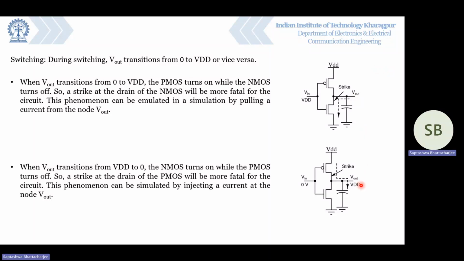Similarly, when the Vout transitions from VDD to 0, it is the NMOS which turns on and the PMOS which turns off. In such a scenario, if there is a strike at the drain of the PMOS, then it will cause a high amount of current to flow through this output node, and it will not allow the output node to settle at 0. Each of these cases can be emulated in simulation by either pulling a current from the node Vout or injecting a current at the node Vout. So the worst case impact of a strike is when we pull current out of a node when it is undergoing a transition from 0 to VDD, or when we inject current into a node when it is undergoing a transition from VDD to 0.